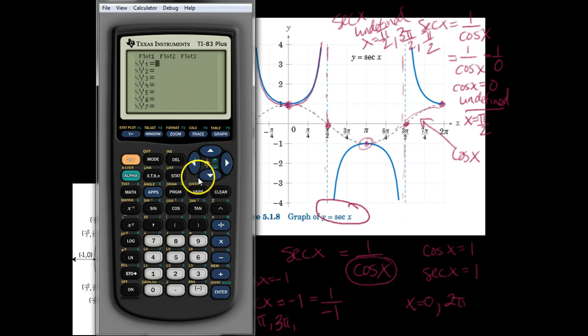So let's clear this. Remember, secant of x is 1 over cosine, so we can always do 1 divided by cosine of x. If you ever want to put this on your graph to check your work on this assignment, you can do that. Once again, those vertical lines are your asymptotes. So that is exactly what we have. And remember, I did my zoom trig, so I'm going from negative 2 pi to 2 pi.